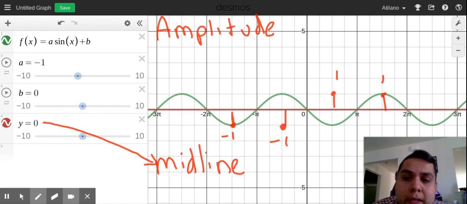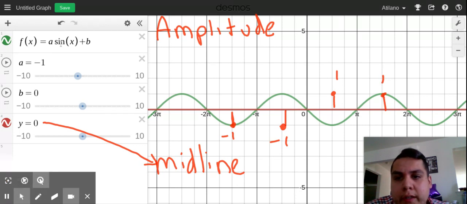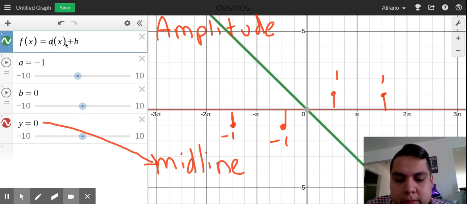So the reason I bring this up is because we have A and we have B, and we have amplitude and we have midline. So in the activity you're going to do to help you explore this, I want you to keep that in mind and think about what effect the A value has, what effect the B value has, and how that helps determine the amplitude and the midline for your equation. Okay?